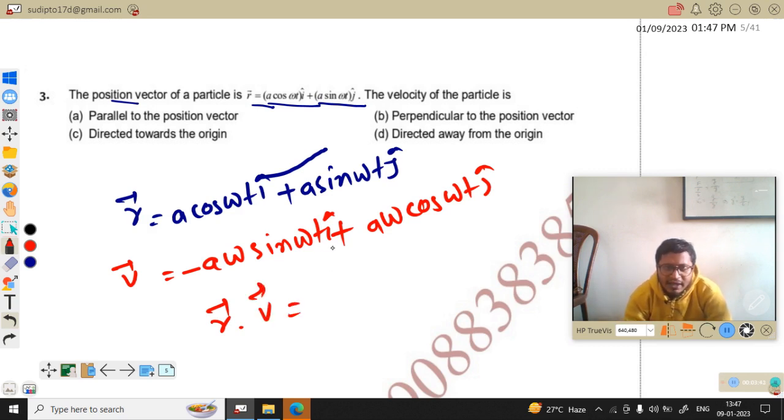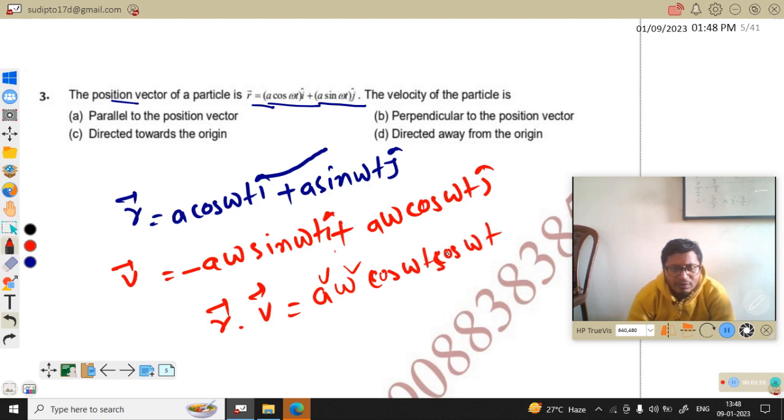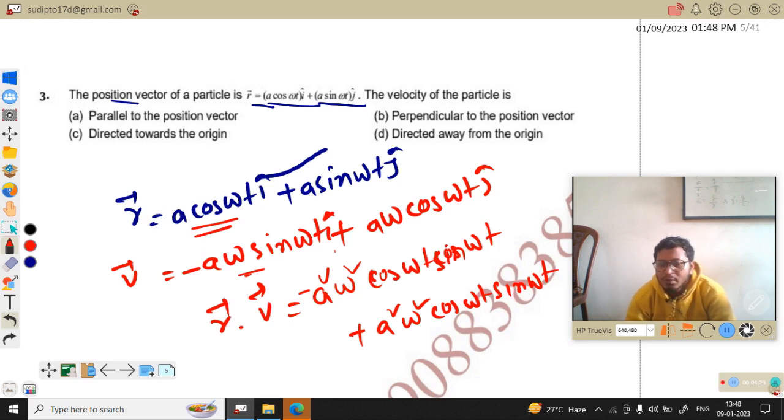Now if we do the dot product, the i component will be minus a square omega square sin omega t cos omega t, and next it will be plus a square omega square cos omega t sin omega t. In the dot product, the i and i components are multiplied, and the j and j components are multiplied, and the other components will be 0. So a and a give a square, omega and omega, sorry, not omega square, the cos and sine give cos omega t sin omega t, and next a and a give a square, and omega, so sin omega t cos omega t.